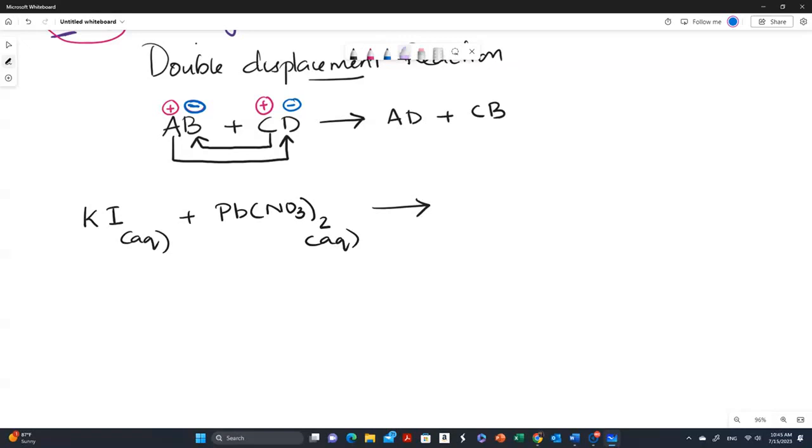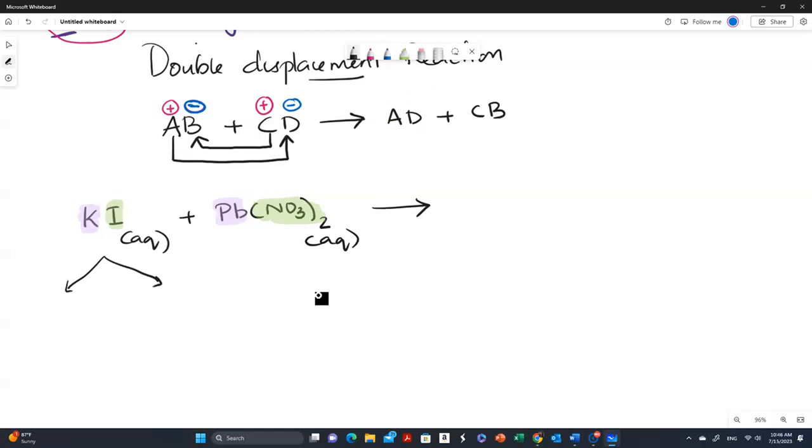If it's a double displacement reaction, you need to swap the partners, right? So for that, we need to figure out which one is our cation in both the reactants and which one is my anion in both the reactants. If I say potassium and iodide, which one is your metal? Potassium. So that will be your positive charge. In lead and nitrate, which one is your metal? Lead, right? And the nitrate is going to be your anion. So I'm just going to highlight my cations and anions with different colors so you will be able to know. So now we need to split them into cations and anions.